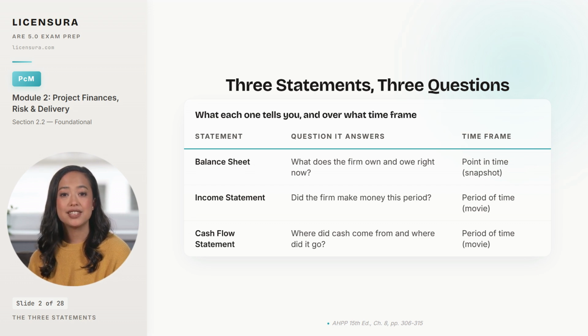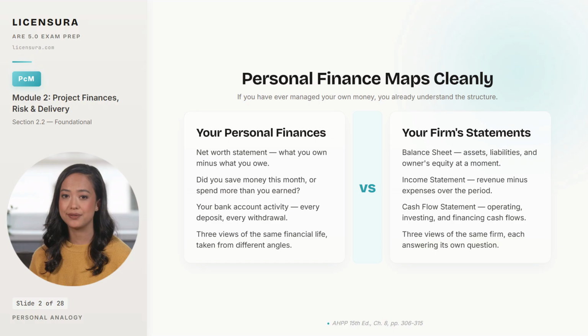If the 3 statements still feel abstract, here is the analogy that makes them click: your own personal finances. Map this onto your own life, and it stops being abstract. Your personal net worth statement is what you own minus what you owe at a point in time. Your savings, your retirement account, and your house minus your mortgage, your credit card balance, and your student loans. That is a balance sheet.